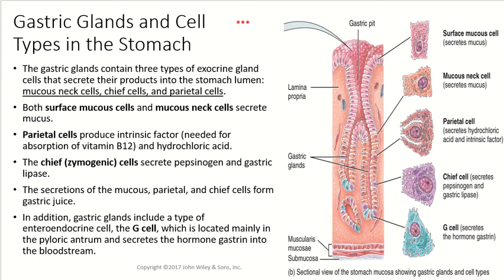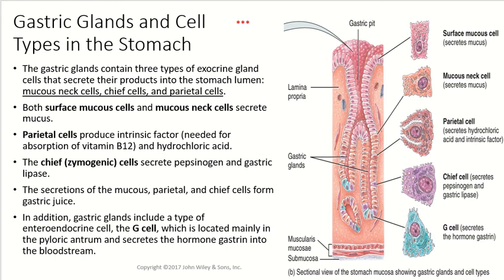So taking a closer look at these gastric pits and these gastric glands, they are going to be made up of several different types of cells that are found in the stomach. The gastric glands are going to contain three main types of exocrine gland cells that are going to secrete their products into the stomach's lumen. Right, these cells are the mucous neck cells, the chief cells, and the parietal cells. Both surface mucosal cells and the mucous neck cells are going to secrete mucus.